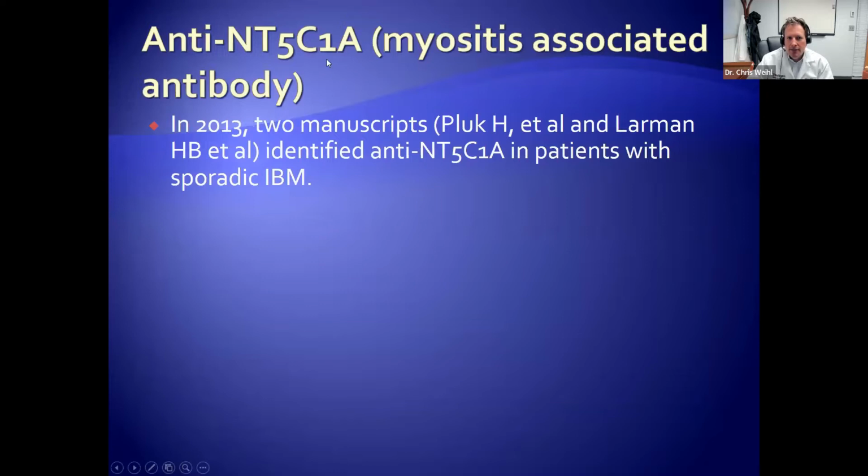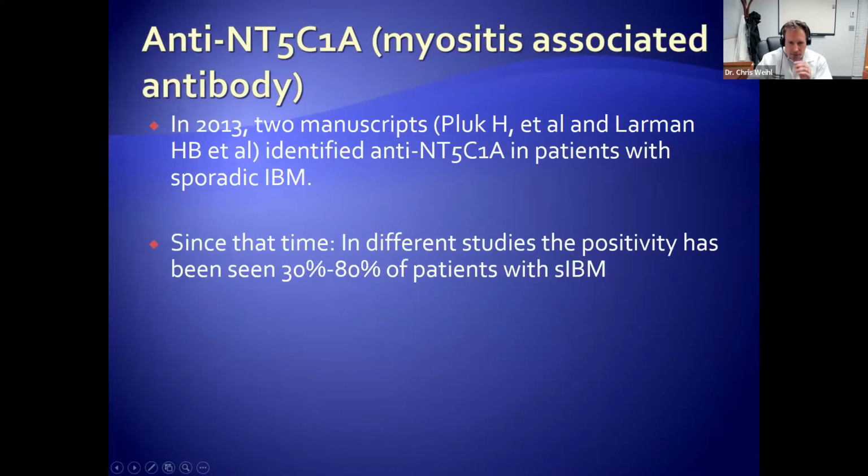Anti-NT5C1A is a myositis-associated antibody. It's been demonstrated to be particularly associated with sporadic inclusion body myositis. There were two papers that came out in 2013, and really very little data since then, and these were really research papers. So our question was, why is there such different specificity in these studies? One paper in particular had about 30% of patients with IBM having this antibody. The other had 80%.